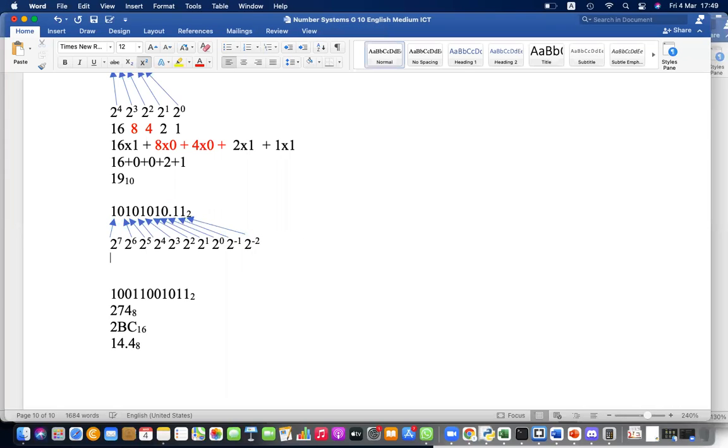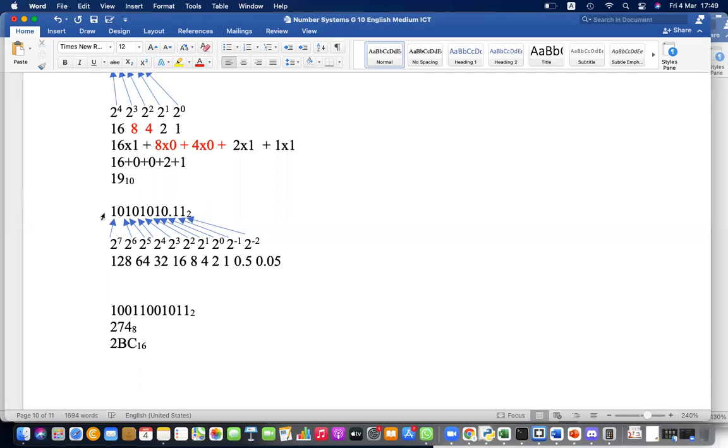Then the positional values. 2 to the power 7 means 128. 2 to the power 6 means 64. 2 to the power 5 means 32. Then 2 to the power 4 is 16. 2 to the power 3 is 8, to the power 2 is 4, to the power 1 is 2, to the power 0 is 1, to the power minus 1 is 0.5, and to the power minus 2 is 0.25.